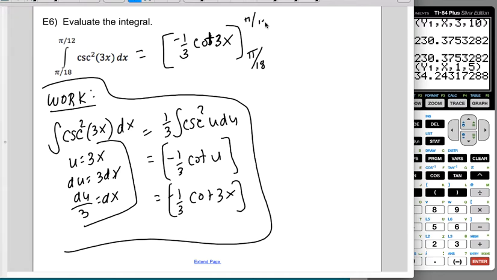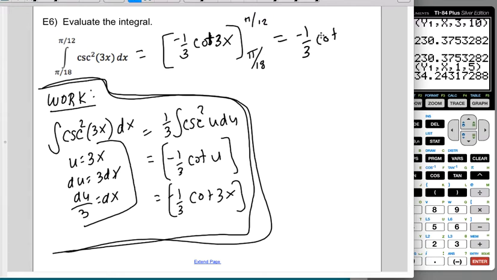pi over 12. Notice at no point did I say that this indefinite integral was equal to the definite integral. I didn't. I very separately said, hey, this is my work. And then when I plug in, I'm going to get that this is negative 1/3 cotangent of, when I plug in pi over 12, I get 3 pi over 12, which is a pi over 4, minus a negative 1/3 cotangent of, when I plug in pi over 18, I get a pi over 6.